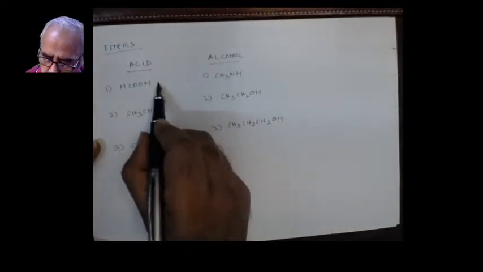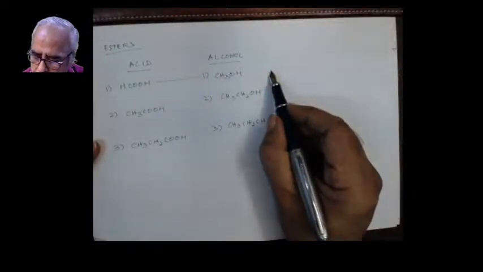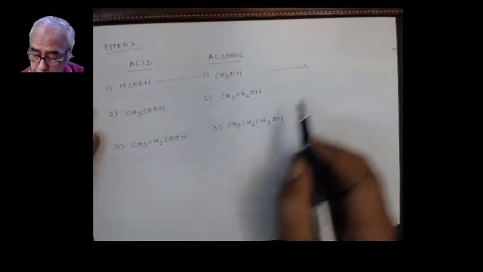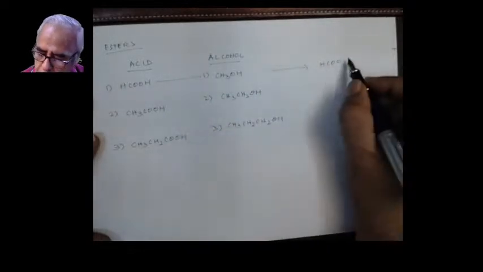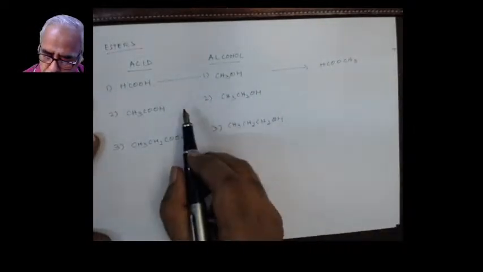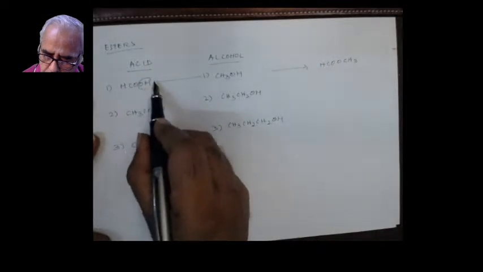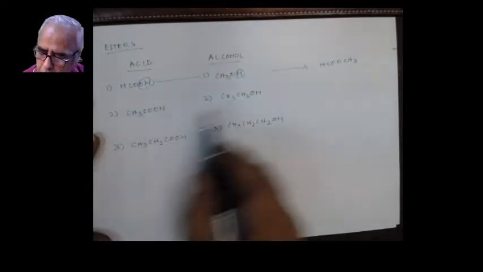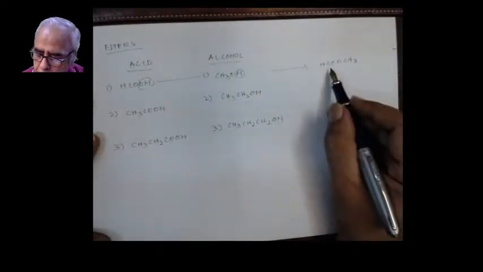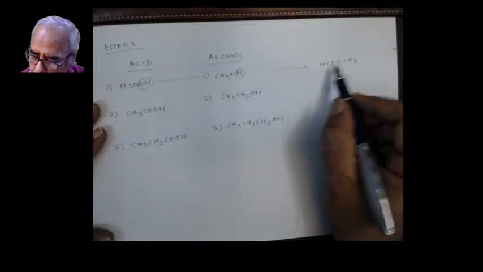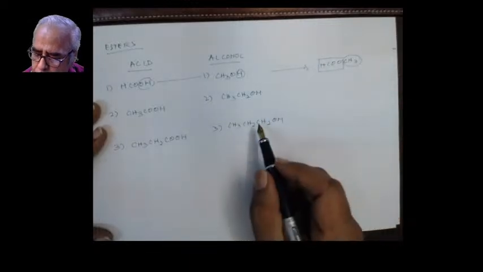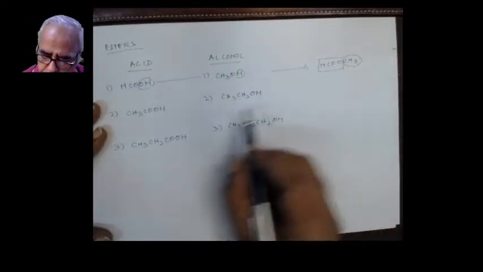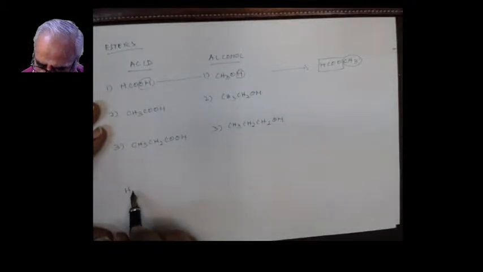Now let me combine these two. So what will I get? That is HCOOCH3. Are you able to follow? So this OH and this H are removed, so that you are able to get HCOOCH3. It means you have this HCOO and, based on that, methyl. So this is methyl methanoate.